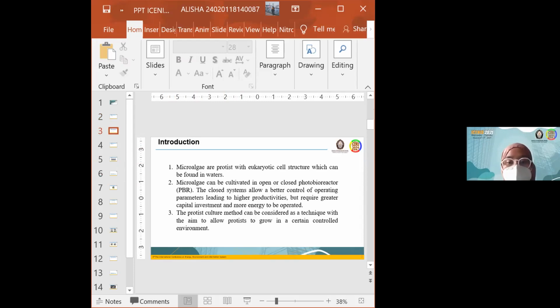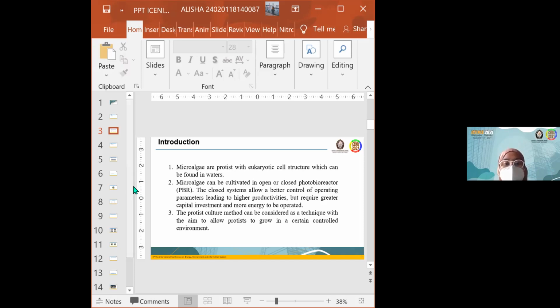First, I would like to tell you why you need to know about this culturing method. Microalgae are protists with eukaryotic cell structure, which can be found in marine or freshwater systems, such as rivers, lakes, reservoirs, ponds, and oceans. They are primary producers in the ocean that convert water and carbon dioxide to biomass and oxygen in the presence of sunlight. Microalgae can be cultivated in open or closed photobioreactors, known as PBR, with open ponds being the open photobioreactor.